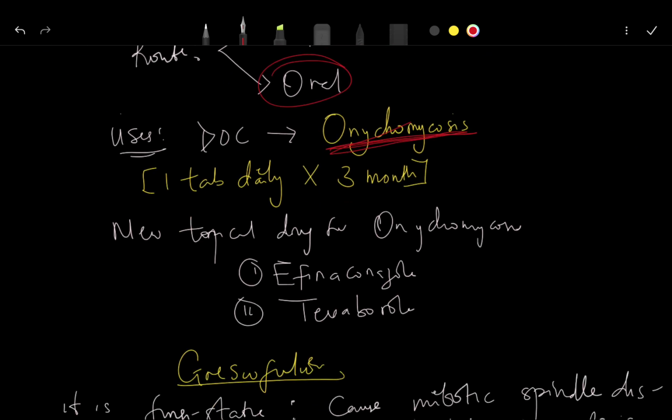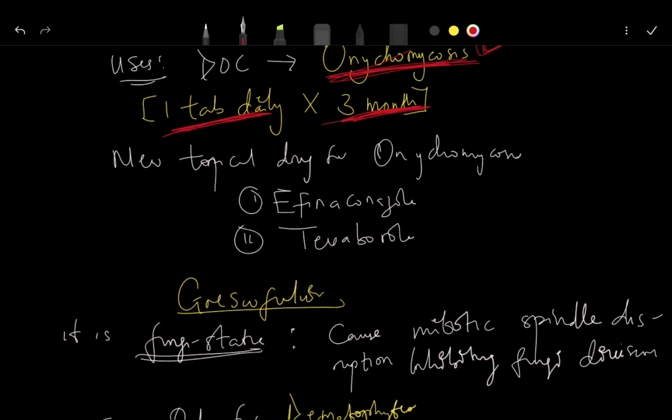So terbinafine is the drug of choice for onychomycosis. We give it as 1 tablet daily for 3 months. It is more effective than fluconazole or the other azoles. Okay, it is best for onychomycosis. Other newer agents we use to treat onychomycosis include efinaconazole and tavaborole. Take note of these two, efinaconazole and tavaborole.